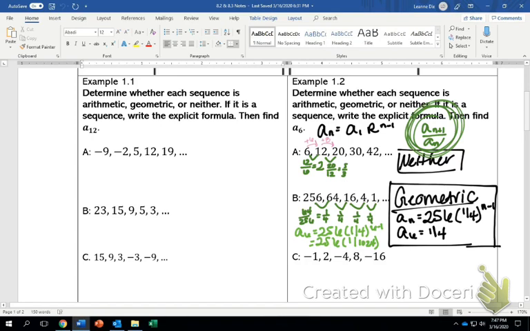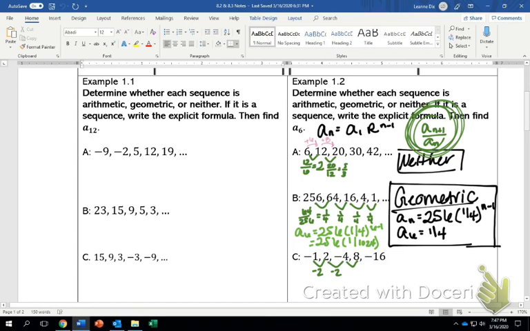So let's try the next one, and let's see if it's just a little bit better to work with. C, we have our 2 and -1. If we put that on top of each other, 2 divided by -1 gives me -2. Then I go to the next one. I take the second number and put it on top. -4 over 2 is -2.